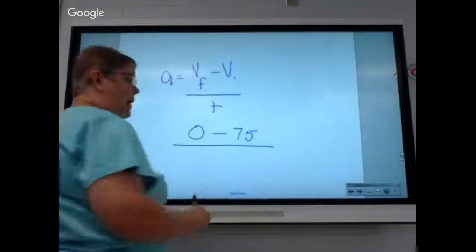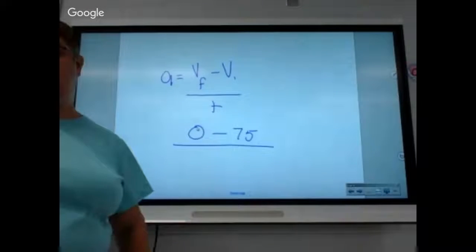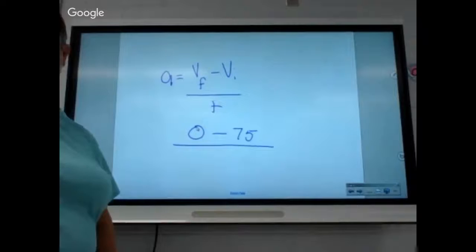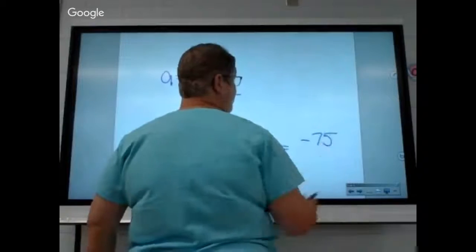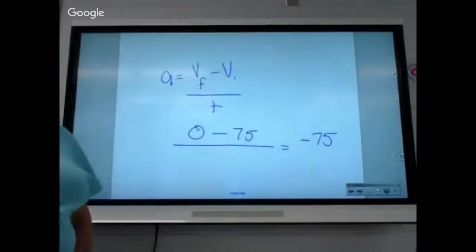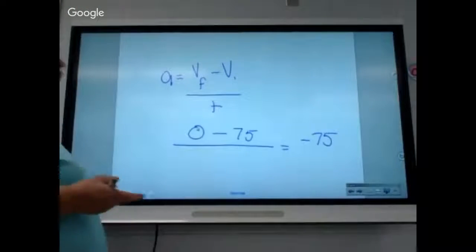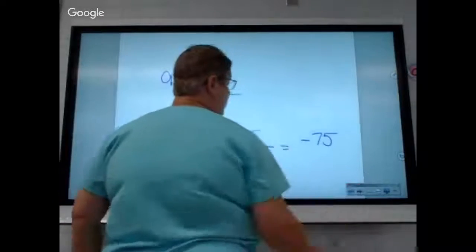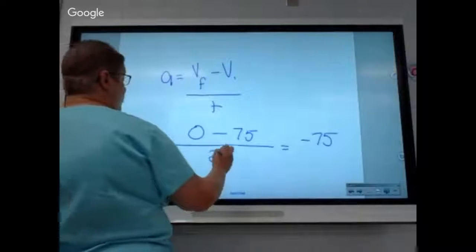Now, hold on. You said the second velocity was 0. So you said 75 minus 0, but what did we write down? That's right, so that would be negative 75, because remember what we said yesterday about deceleration. Deceleration would have what kind of number? Negative. All right, what's our time? 2.5. So we're going to put 2.5 on the bottom.